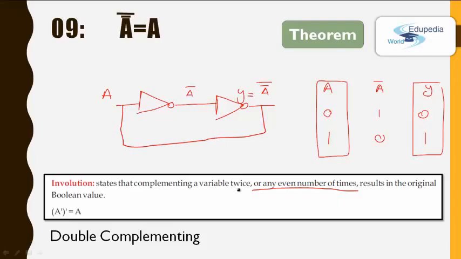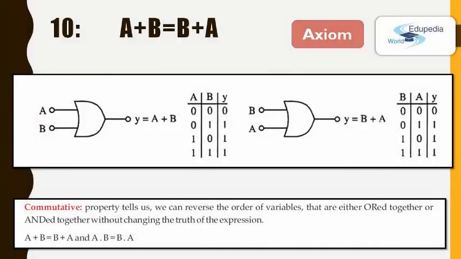Now it is perfect. Now here is our 10th law, A plus B equals B plus A. It means for an OR gate, it doesn't matter which input comes first. Now take a look at the 2 logic circuits shown here. The left side represents the left hand side of the expression. The right side logic circuit represents the right hand side of the expression.